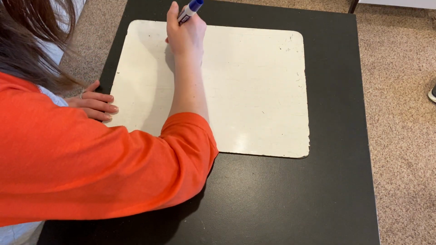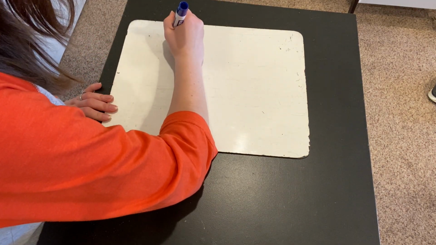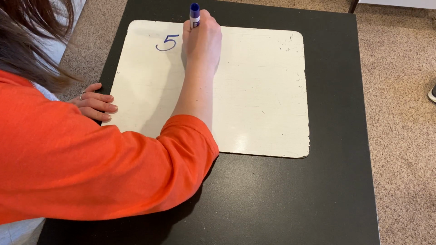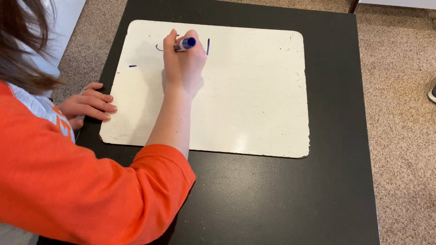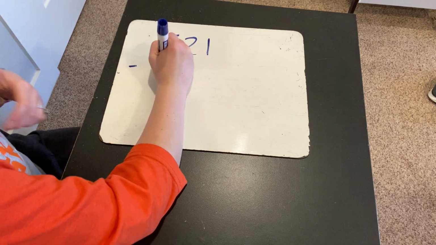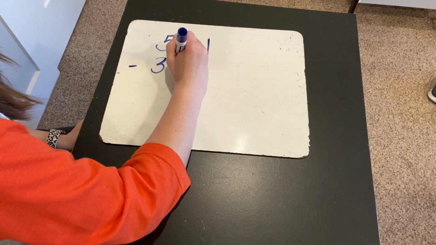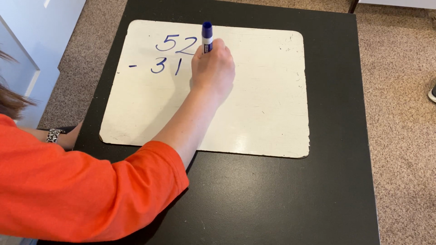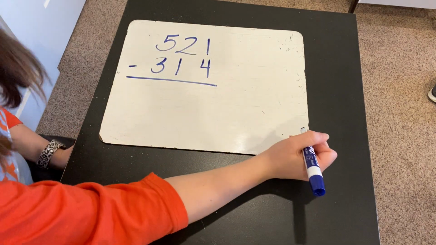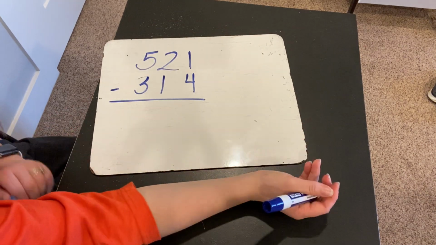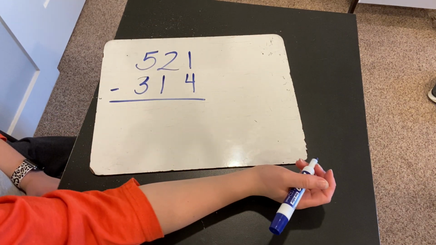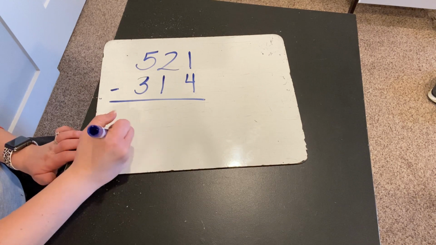So if you have your pencil and paper with you, we're going to work on this together. I want you to just watch me the first time to make sure you understand what to do, and then I'll let you try it on your own in just a little bit. Okay, so if I have 521 minus 314, how could I solve this using an open number line?